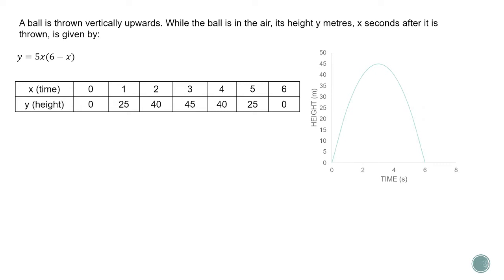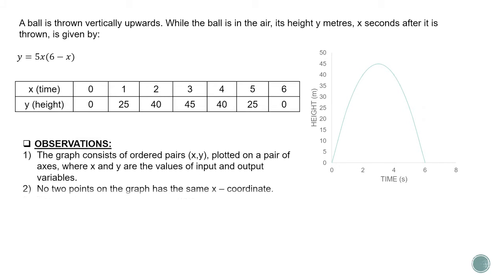Okay, so let's see some observations from the graph. First of all, we are getting some ordered pairs containing x and y coordinates. Second point is that the x-axis value is not repeating. In this case, if you look at the tabular form here, you can see that the x value never repeats. And third point is that the graph is a smooth curve, mostly a parabola.